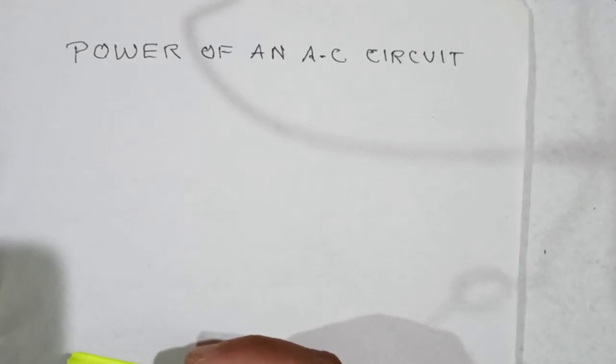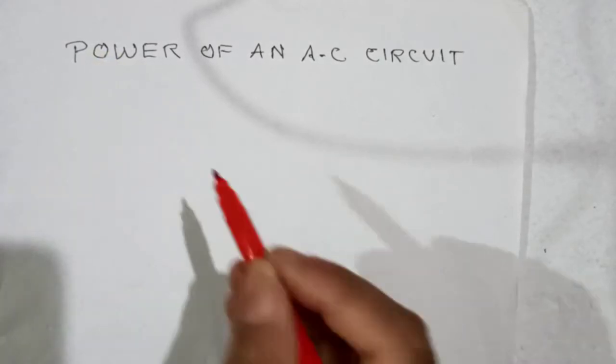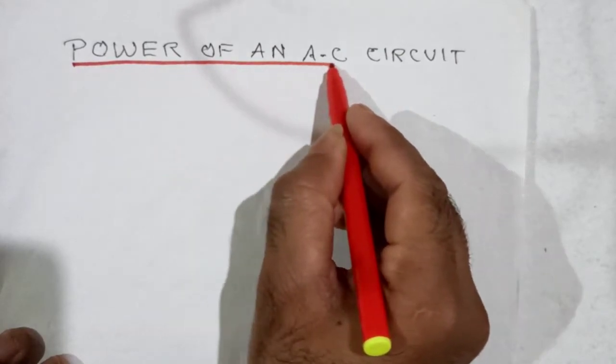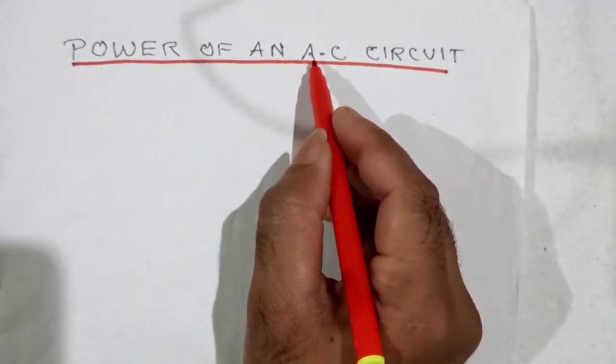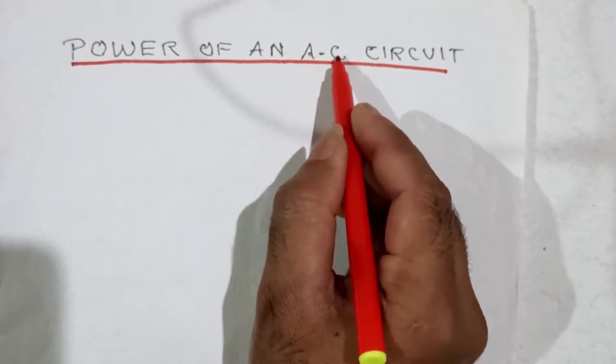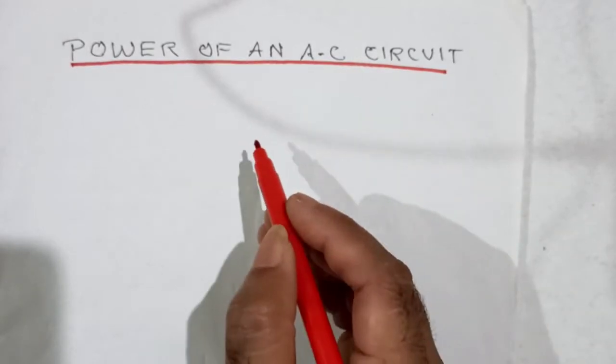Hello guys, so today we are going to derive an expression for the power of an AC circuit. What is AC? We already know AC means alternating current. So, the power of an alternating current circuit.